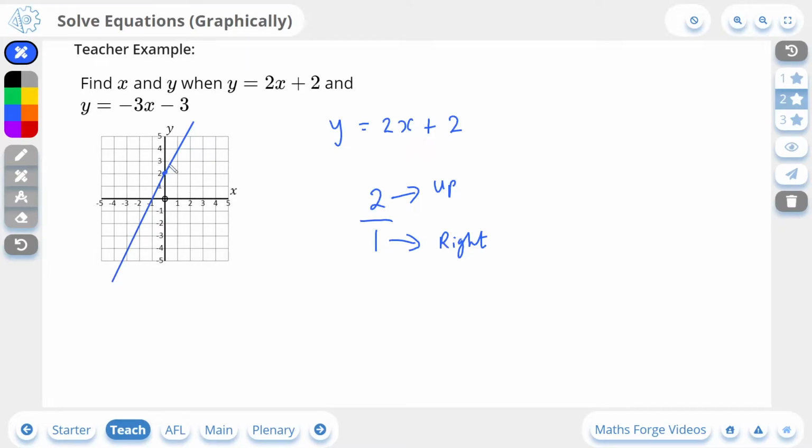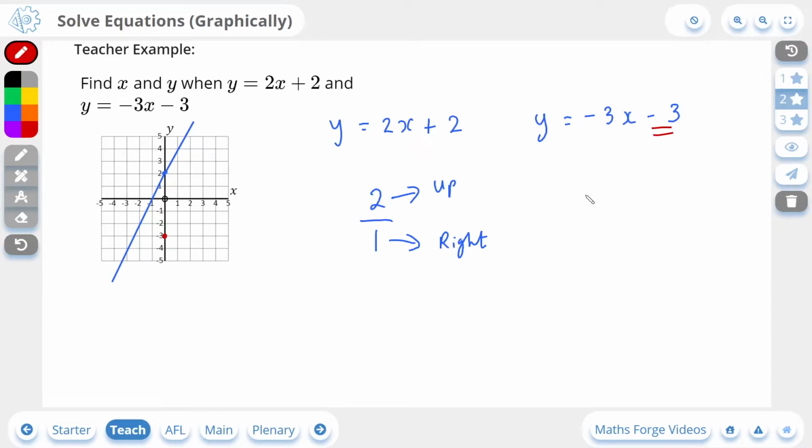So this is the line of y equals 2x plus 2. And now if we do the line of y equals negative 3x minus 3, it intercepts at negative 3. So that's going to be here, intercepts the y-axis at negative 3.